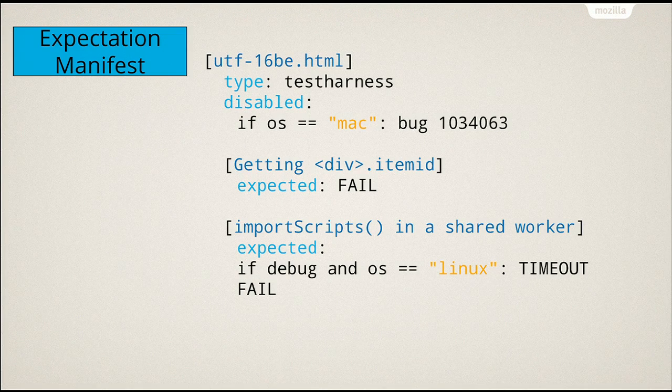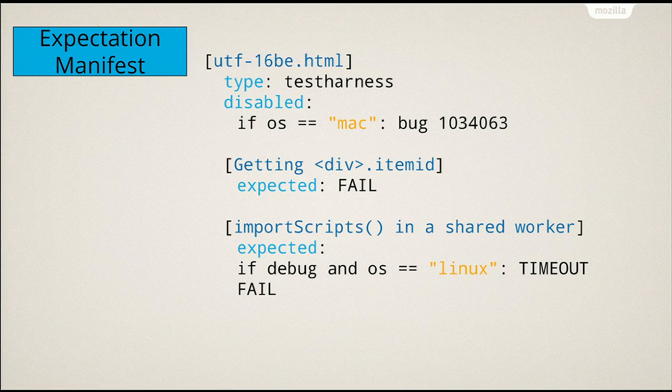So each test that has at least one non-passing result gets its own file, and then at the top level, we list all the top-level tests. So here we have utf16be.html. In theory, if we had a test with the same file name but a different query string, for example, then we could have two of these in the same file.